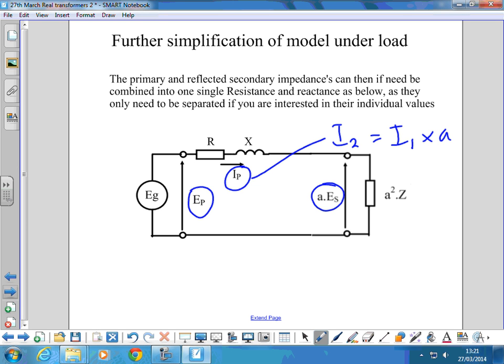These two components only need to be separated if you're interested in their values, and you're hardly likely to be. So the significant losses: we've got this power loss in the core, and we can find that out from the transformer when it's open circuit, and we can find these component values out from it being on load.